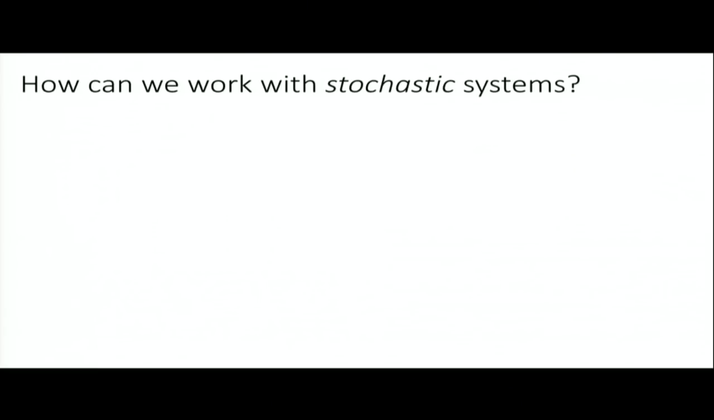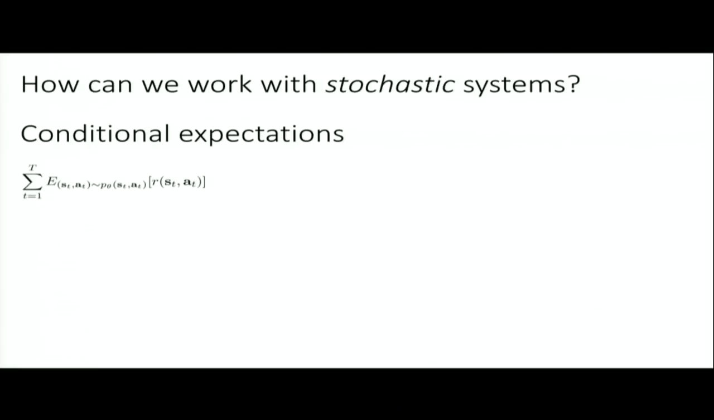Okay. So how can we work with stochastic systems? With stochastic systems, everything is in terms of expectations, and one of the tools that's really useful for us to understand for this is conditional expectations. Let's recall this objective, the finite horizon expected reward: the sum over time steps of the expectation of the reward under the state-action marginal at time step t. This way of writing it is a little sloppy because it's not clear what is dependent on what.